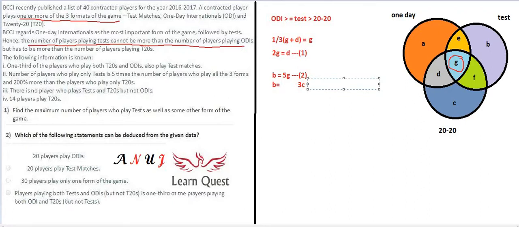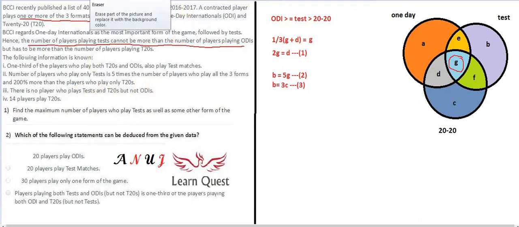Okay, one second. For now, move on to the next statement. The next statement is: there is no player who plays tests and T20 but not ODI. So no player plays tests and T20. Tests and T20 both means F and G, but not ODI means only F. So the value of F is 0. This is what they have said.